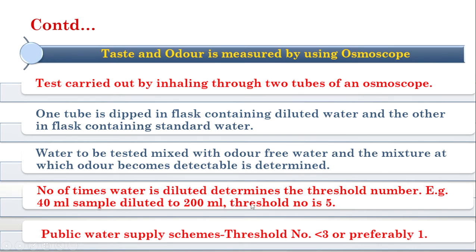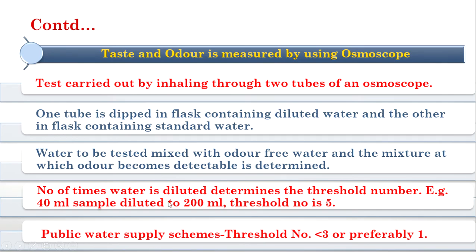For example, if 40 milliliters of sample is diluted to 200 milliliters, then we can say that the threshold number is 5. And for public water supply, the threshold number should be less than 3 or preferably 1. 1 is better, but it can be less than 3 also.